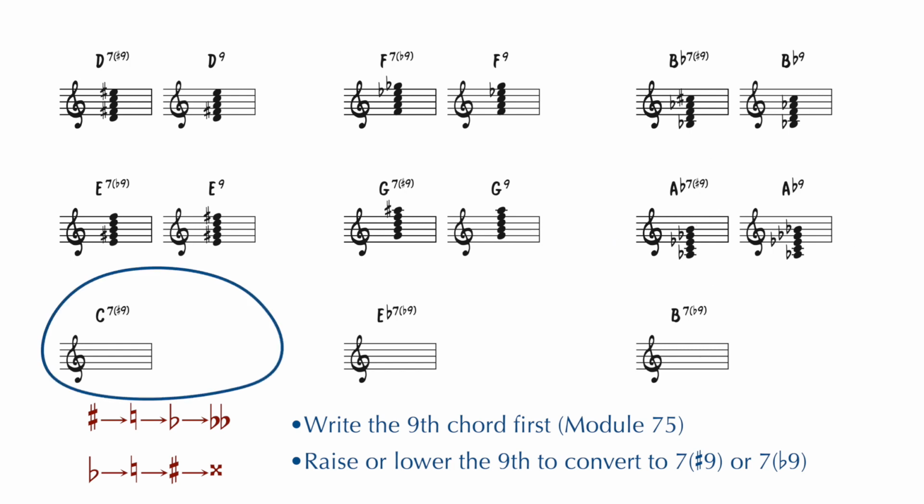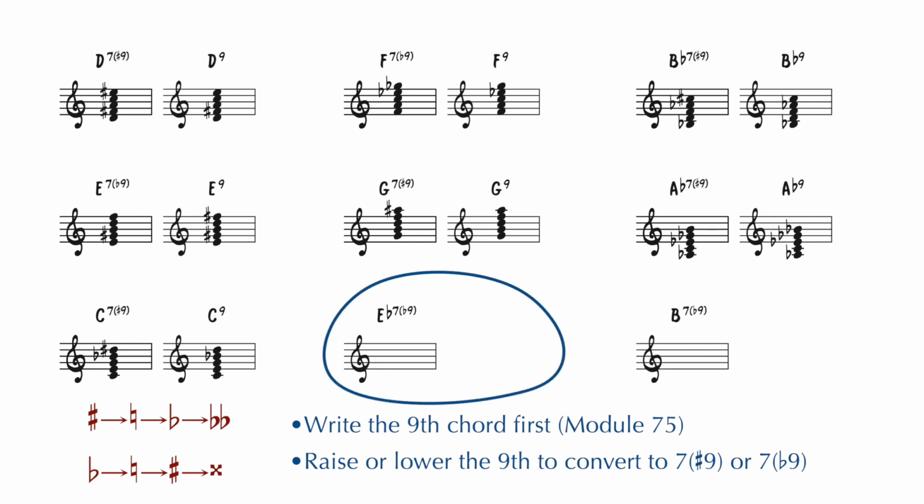Number 7, C7 sharp 9. First write a C9 chord. That's going to be C, E, G, B flat, and D. Next we raise the ninth of the chord. The ninth is D, becomes D sharp. And now we have C, E, G, B flat, D sharp, or C7 sharp 9.